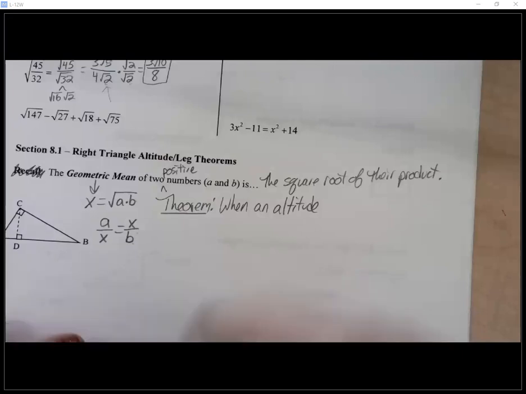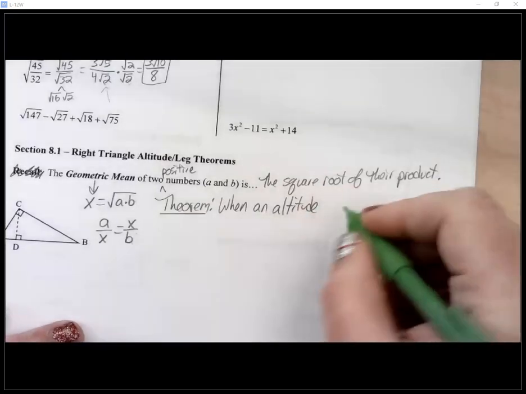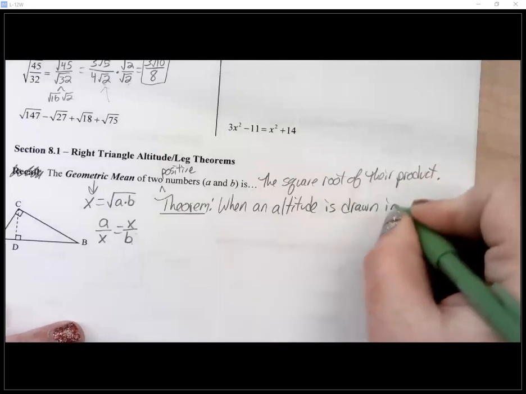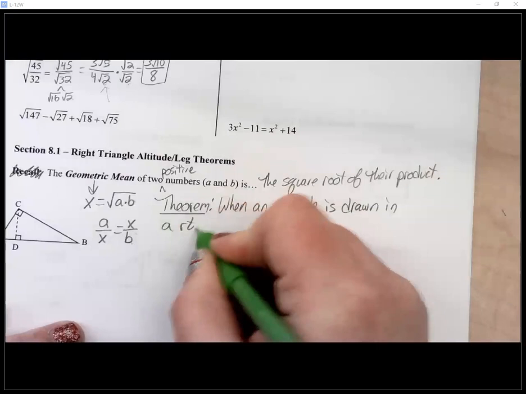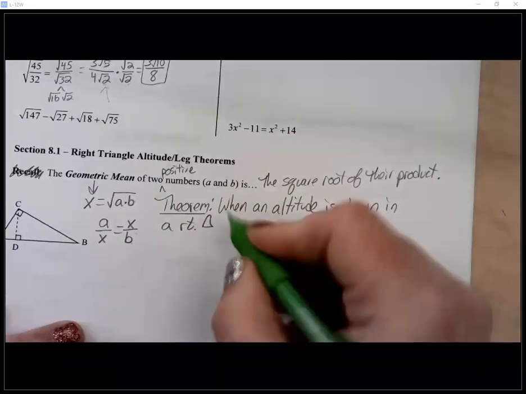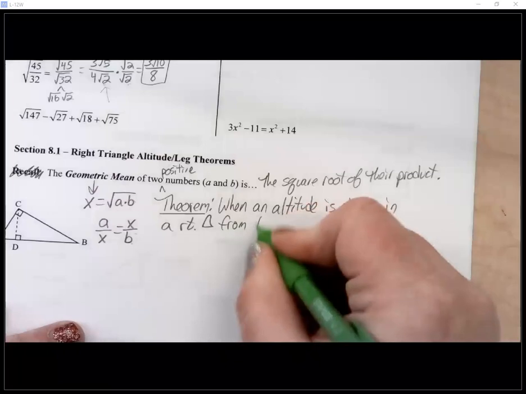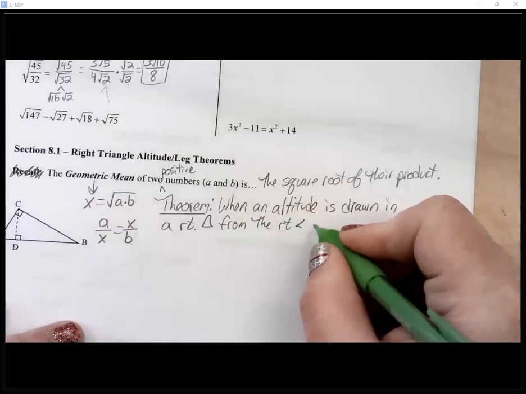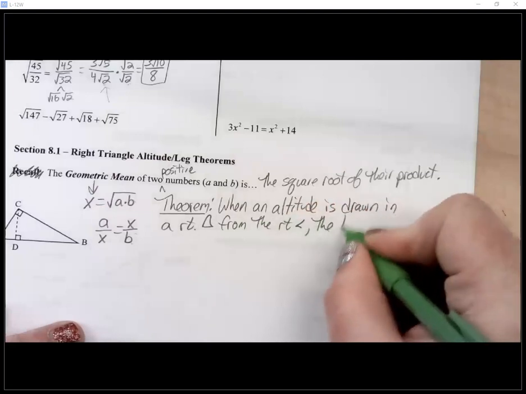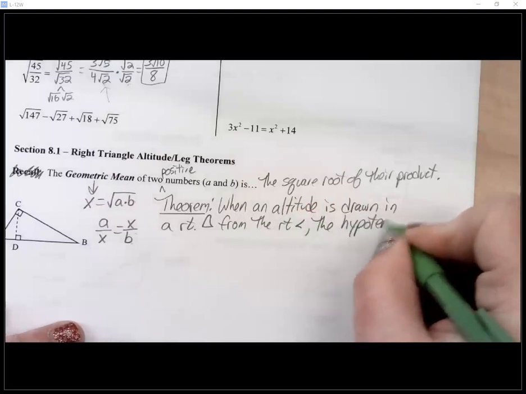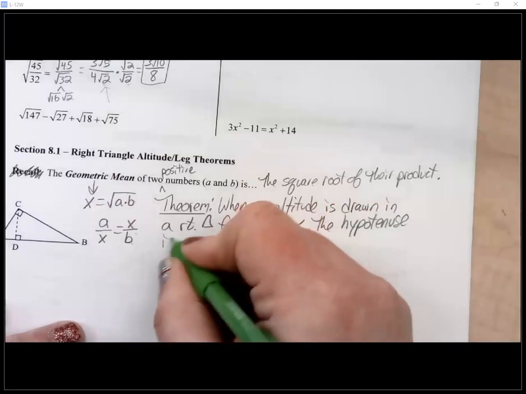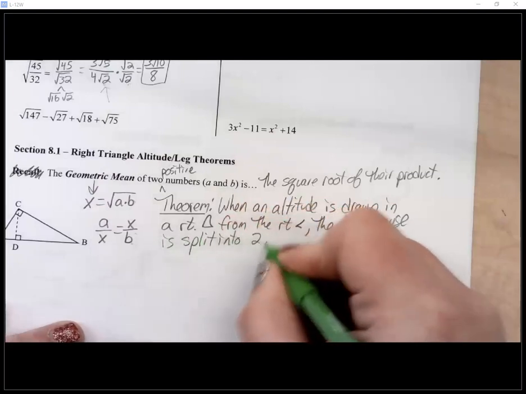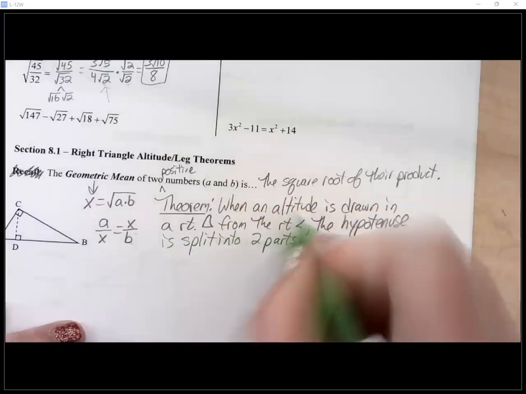Okay, so when an altitude is drawn in a right triangle from the right angle, the hypotenuse is split into two parts. I'm going to pause here and let you catch up.